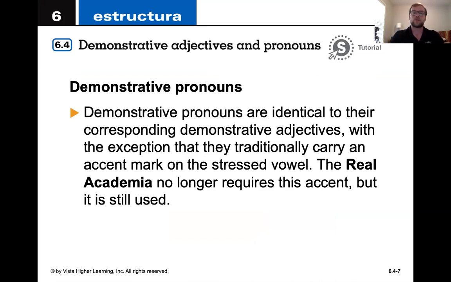And remember, I've said why we use accents. One is to show an interrogative word, like a question word. The other is to differentiate between two words that are spelled the same, and that would be the case here. And the third is to change the pronunciation, to tell us on what syllable the stress of the word falls. This is to differentiate between an adjective and a pronoun. Although no longer required, it does help you to differentiate.